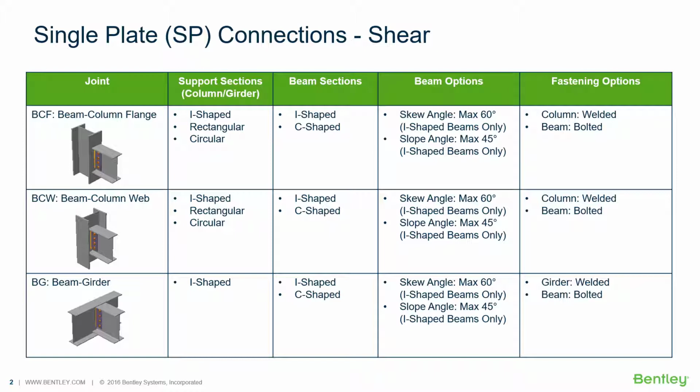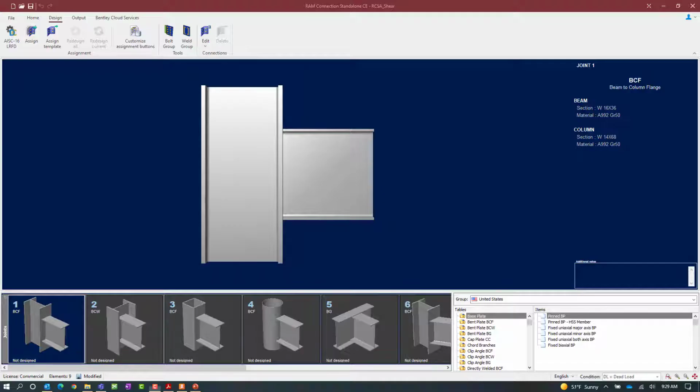In this series of videos, we'll be focusing our attention on the steel connection design workflow for designing shear connections for a variety of different beam to column and beam to girder joints. In RAM Connection Standalone, different joints and different connection templates are compatible with certain types of member properties and framing options. All of these options are considered when we set up the joints that we'll be using to demonstrate the shear connection design workflow. For this video, we will be focusing our attention on single plate shear connections for both beam to column and beam to girder joints.